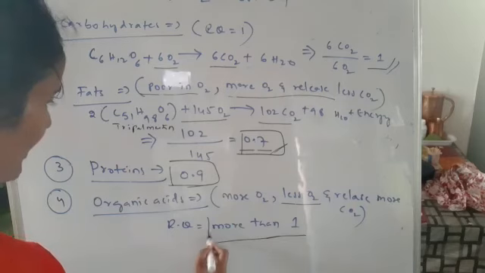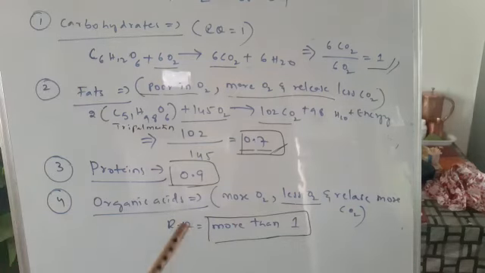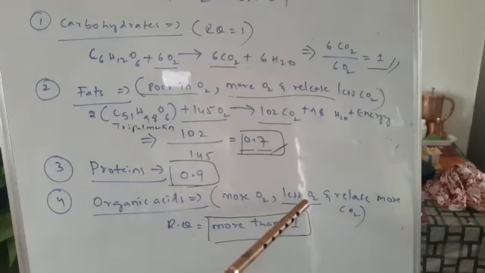So the RQ of organic acids is always more than 1, because they have more oxygen, and for respiration they take less oxygen and release more CO2. That's the reason why the RQ value will be more than 1 in the case of organic acids. So by this we have completed the respiration chapter.